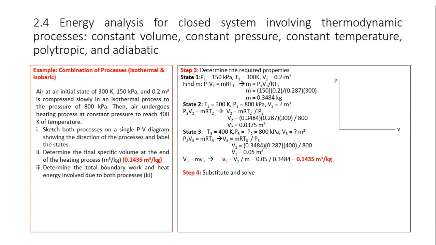Here we have the PV axis. From state 1 to state 2 is the isothermal process. We can read the values for state 1 here. We can also read the value for state 2. And then state 2 to state 3 is the second process, and we can see here that the pressure is constant. We can also read the value of specific volume at state 3. For step 4, substitute and solve for the required answers.